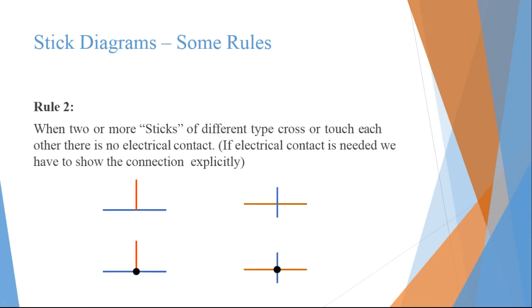Rule number 2: when two or more sticks of different types cross each other and there is no electrical contact, then it can be represented using this. So without connection, it can be given like this, and if there is a connection, then it can be shown like this.